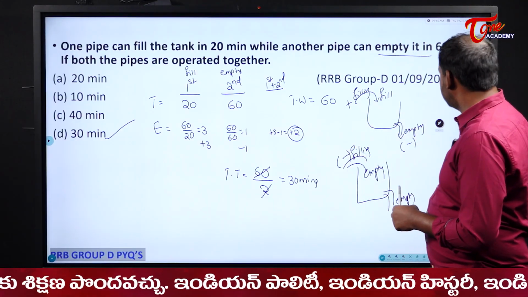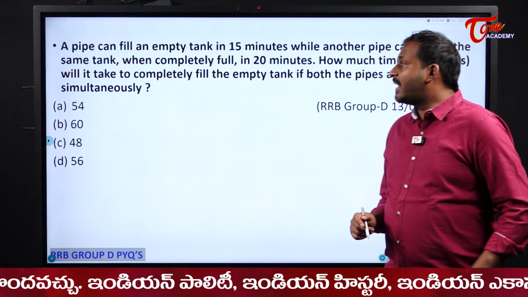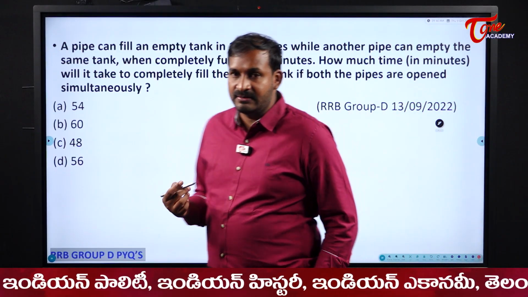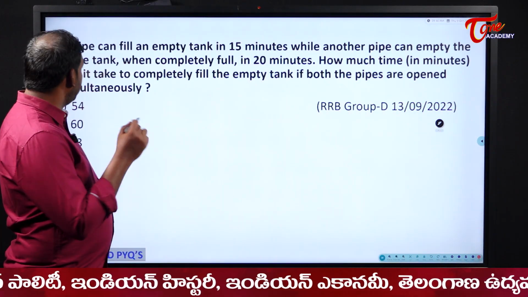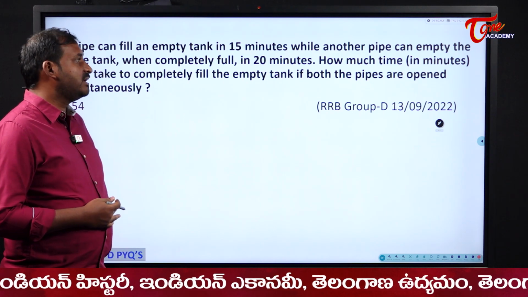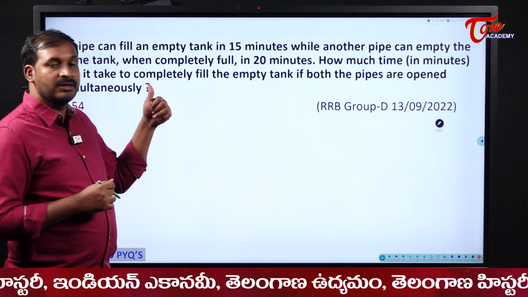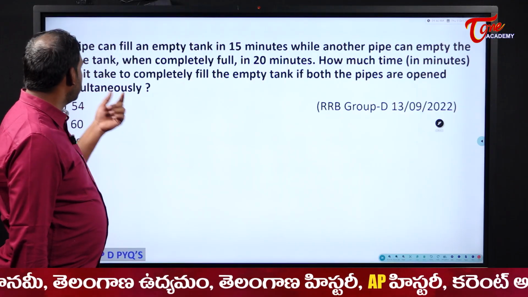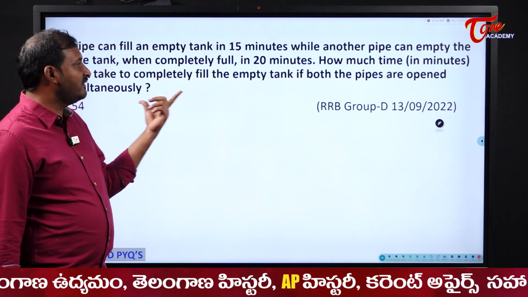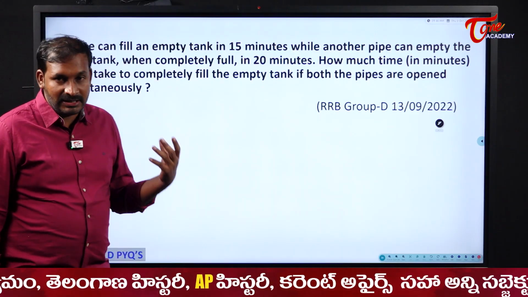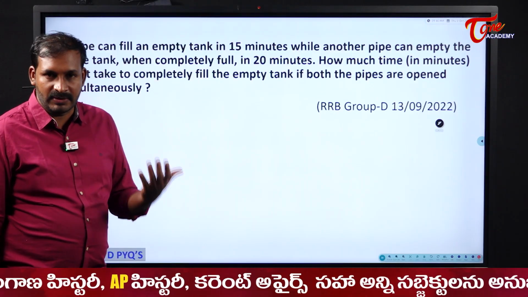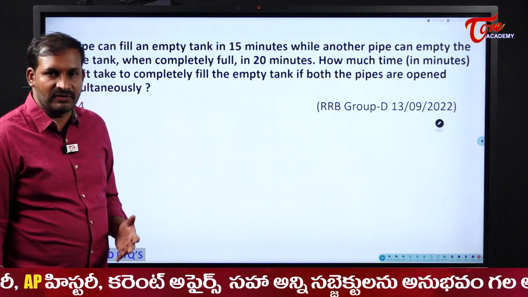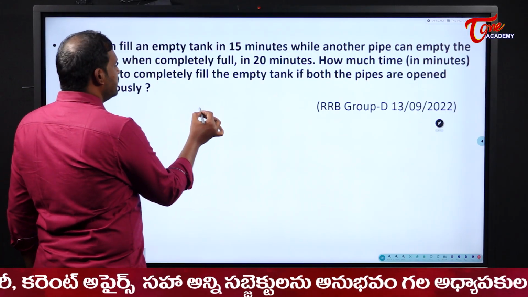Next one. A pipe can fill an empty tank in 15 minutes, while another pipe can empty the same tank when completely full in 20 minutes. One is able to fill it in 15 minutes and the other one can empty it in 20 minutes. How much time will it take to completely fill the empty tank if both the pipes are opened simultaneously? Now both the pipes are opened simultaneously. In what time will the tank be filled? That is the question. Now see here.